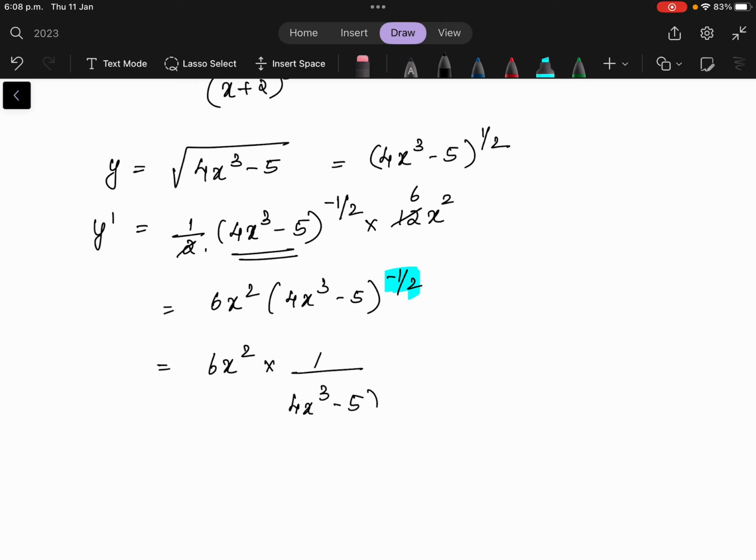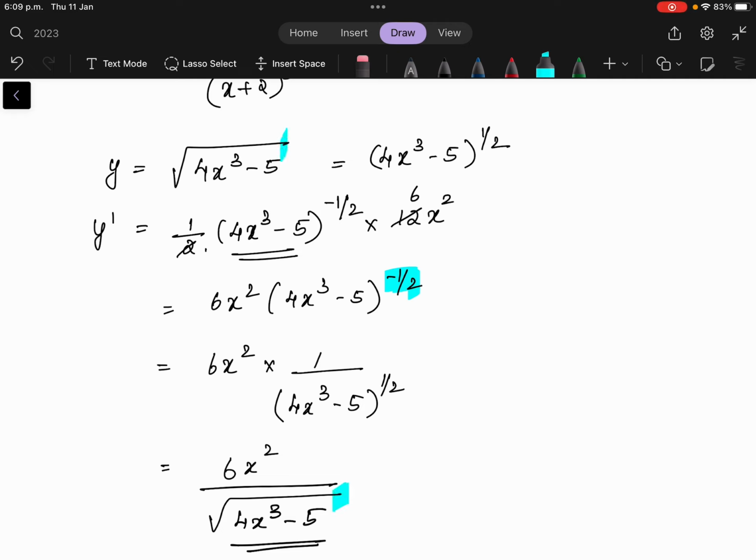So you have to simplify this, which will be 6x square over (4x cube minus 5) to the power of 1 over 2, or you can write it as 6x square by the square root, since the power 1 over 2 can be written as a square root. So 4x cube minus 5 under the root. If the question is given as a root, write the answer as a root. That is the main criterion. Okay.